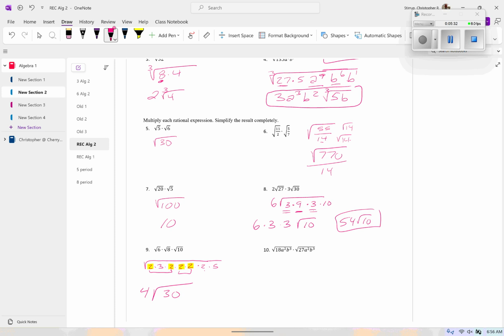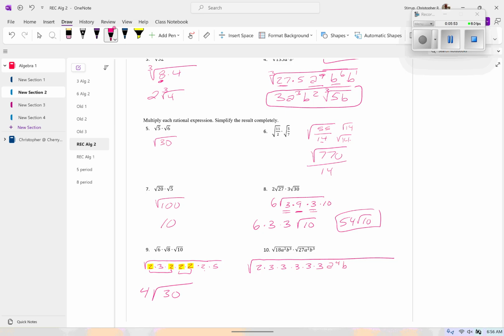Number 10, I'm going to do the same thing. I'm going to make a big root. Okay, so 18 is 9, or 2 times 9. 9 is 3 times 3. And then let's do the 27. That's 3 times 3 times 3, because 3 times 9 is 27. And then I have a to the 4th. I'm going to hold on to that. And b to the 6th.